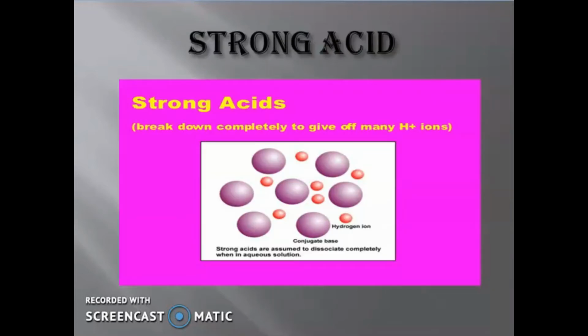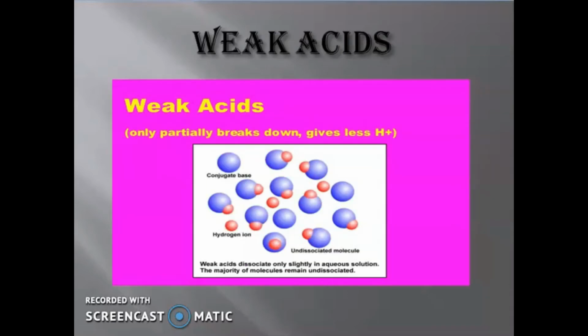Strong acids. Strong acids are those acids which completely break down to give off many hydrogen ions. Strong acids are assumed to dissociate completely when in aqueous solution. Weak acids. Weak acids only partially break down to give off H plus ion. Weak acids dissociate only slightly in aqueous solution. The majority of molecules remain undissociated.